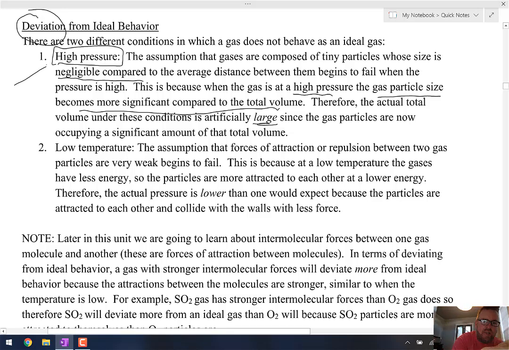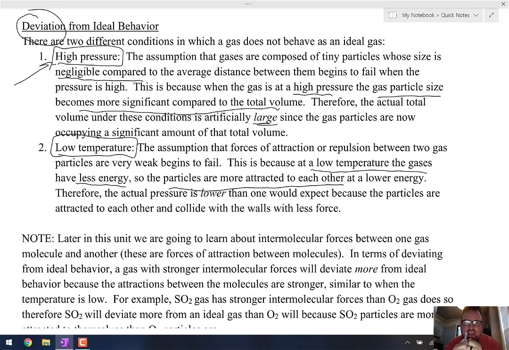So at high pressure, because the gas particles are actually taking up more of that empty space that isn't really empty, and at low temperatures, gases do not behave like ideal gases. Because at low temperatures, the gases have less energy, and as they have less energy, the particles are more attracted to each other. And so when they hit each other, they're going to stay together better than if they had just bounced off of each other at a higher temperature.